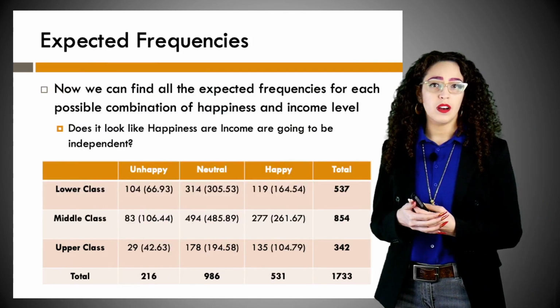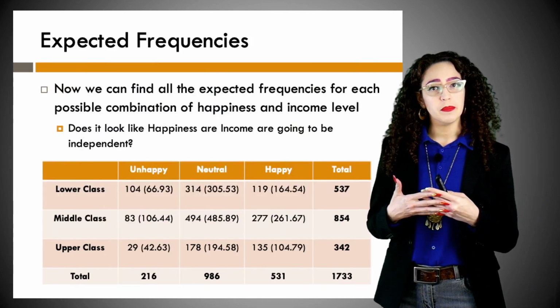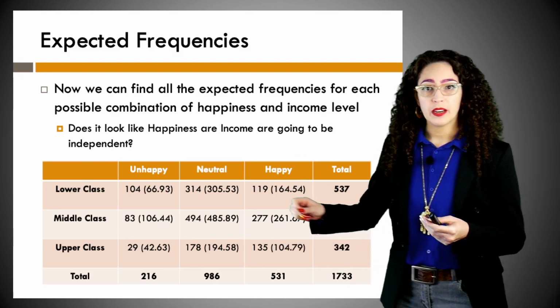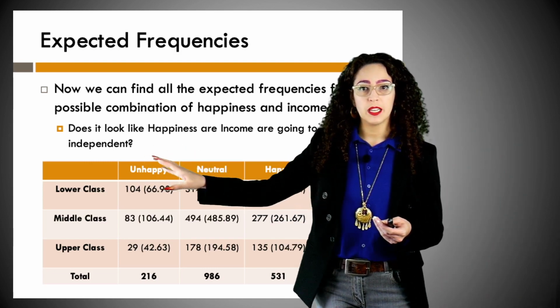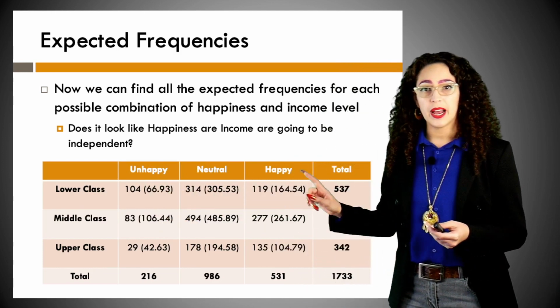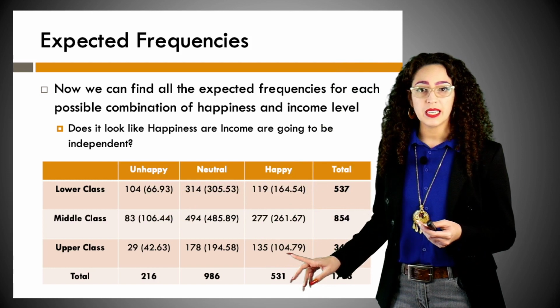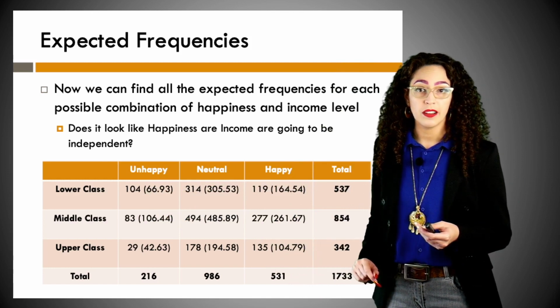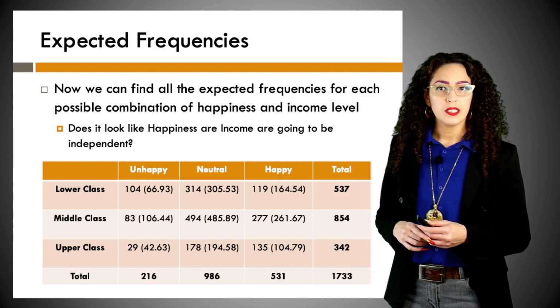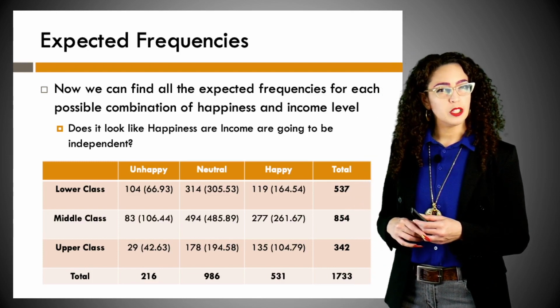Now we can go and find all the expected frequencies for each possible combination of happiness and income level, and here they are. So again, we were expecting for unhappy and lower class about 67, we see 104. Or how about happy and upper class? We were expecting 104, we saw 135. So it's a little bit of variation there, but is it enough? Do you think that happiness and income are going to be independent?